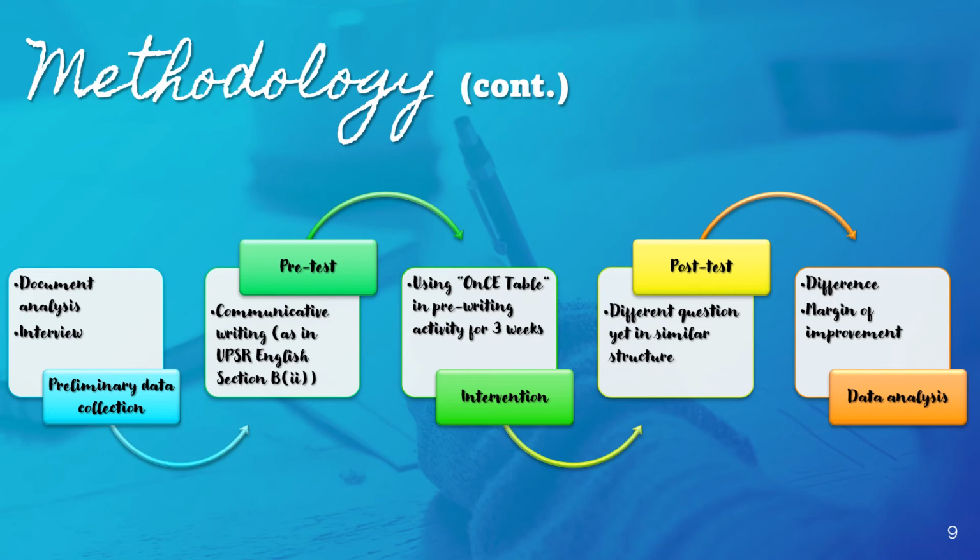I think they did at least one communicative writing in each week, so I can guarantee that they have written more than 3 communicative writings before they go to the post-test. In the post-test, they answered a different question in a similar format as in the pre-test. Then I did the data analysis to identify their difference in score and also margin of improvement to determine whether they demonstrated improvement or not.